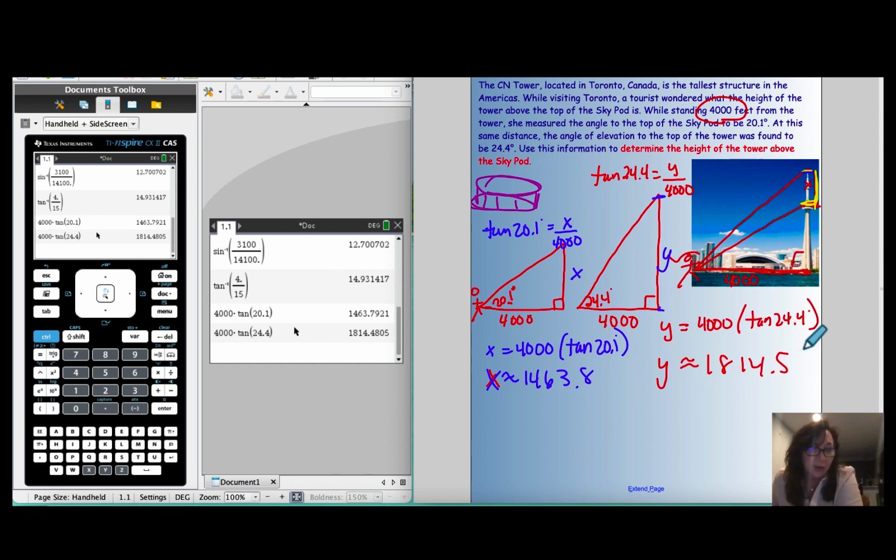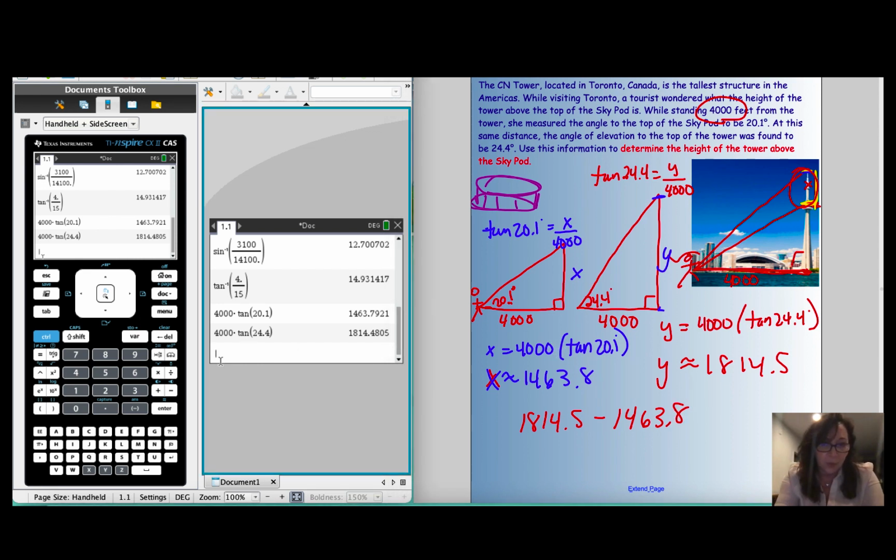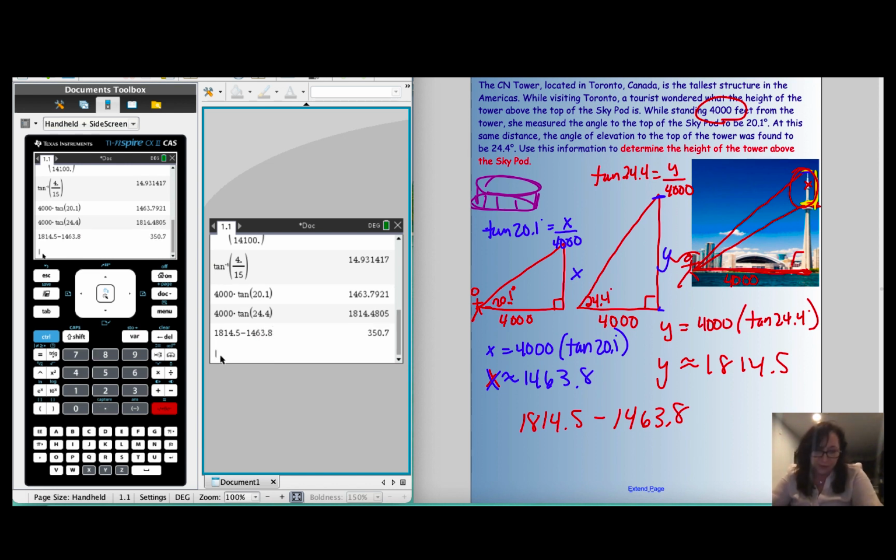So y for this one is equal to about 1814.5, so 1,814 feet. So therefore, the distance up here is going to be this. I'm going to subtract those. I'm going to go 1,814.5 subtract 1,463.8. So what is that? Let's see, 1,814.5, and we're going to subtract 1,463.8, and we get 350.